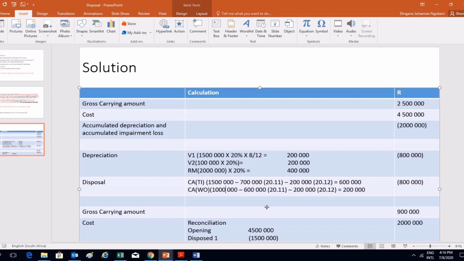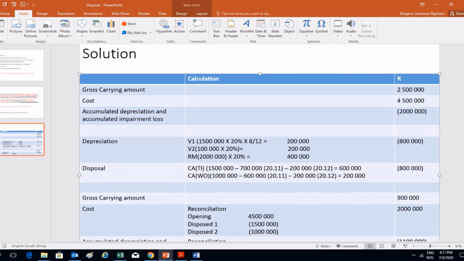Then I have disposed the carrying amount, not the proceeds, not the cost, but I dispose what? The carrying amount. Because it's what? It's cost less accumulated depreciation less the current depreciation, as I discussed. Then I'm done. Here's my depreciation. Here's my disposal. Then we come to year end.